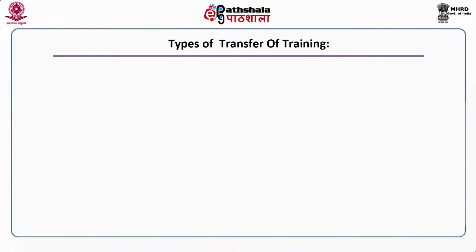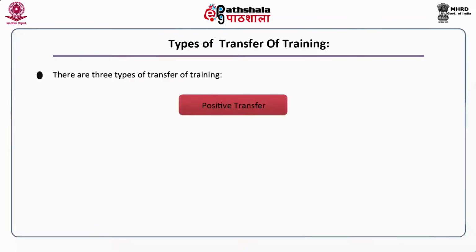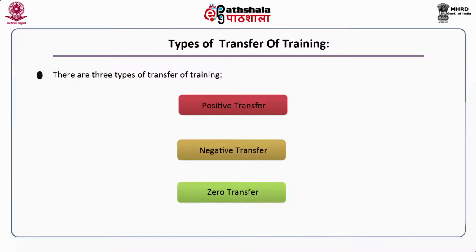Transfer of training is based on the theory of transfer of learning. We can say, as Holding defines it, transfer of training occurs whenever the effects of previous learning influence the performance of a later activity. Types of transfer of training. There are three types of transfer of training. One is positive transfer, second is negative transfer, and the third is zero transfer.